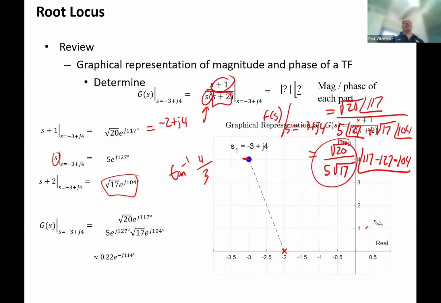I encourage you to practice this on your own to see if you can come up with the magnitude and that angle. We didn't actually show you how to do the angle on this one, but we showed you on the second. So again, you can do it individually. And then the sum of those is going to be the actual magnitude and the angle for G of S at that value. All right. So that's a point entering that specific point.